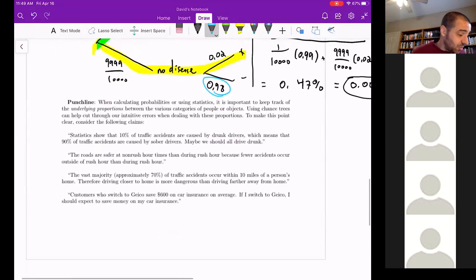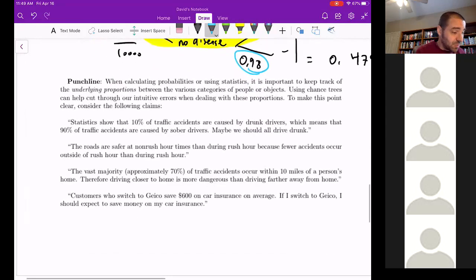There are lots of other ways in which you should worry about underlying proportions. There are many other examples. I've listed a few here, just some of my favorites that stick out. So this is true: 10% of traffic accidents, although it's probably gone down recently, are caused by drunk drivers. So the vast, vast majority of traffic accidents are caused by people who weren't drunk. If you're being naive and not careful, and none of you would make this mistake because it's so obvious, you could say, oh, I guess driving drunk is somehow safer, which is obviously a bad conclusion.